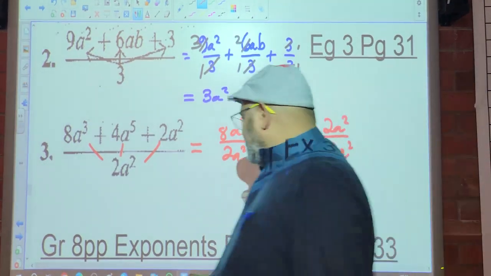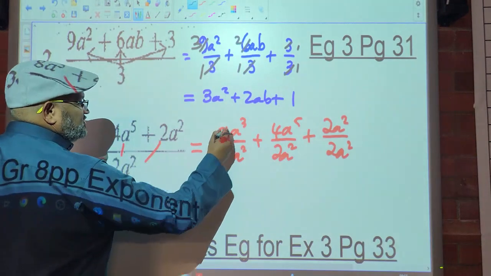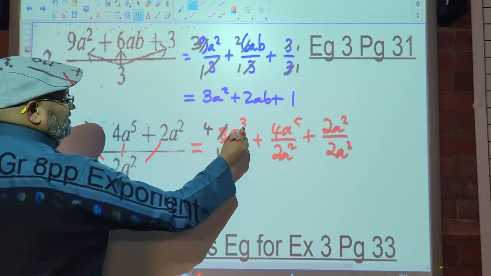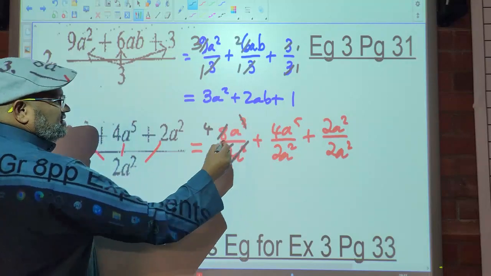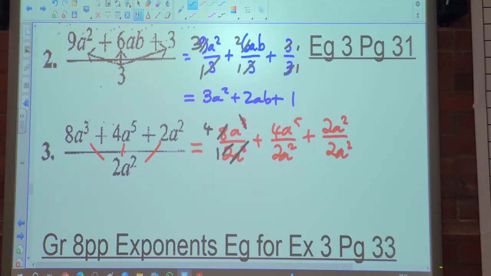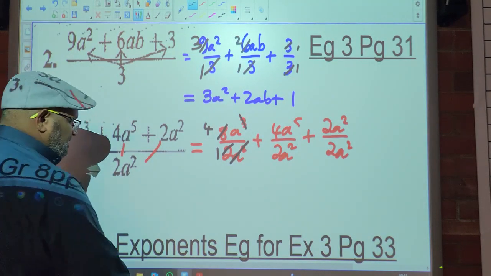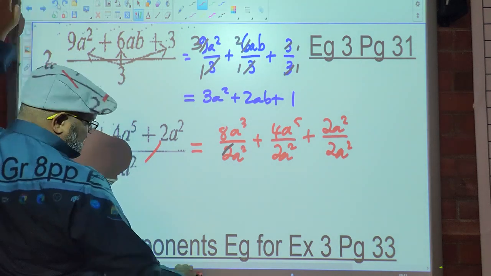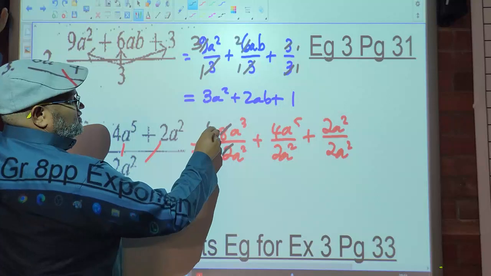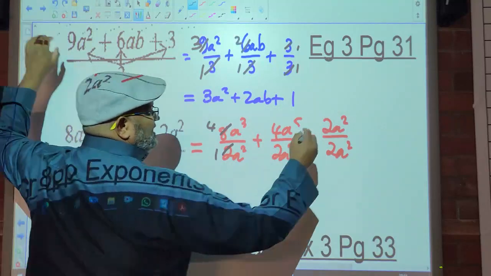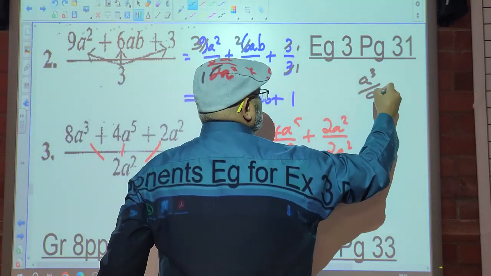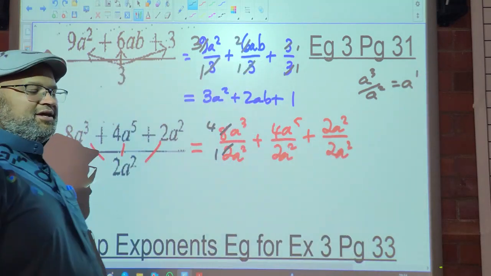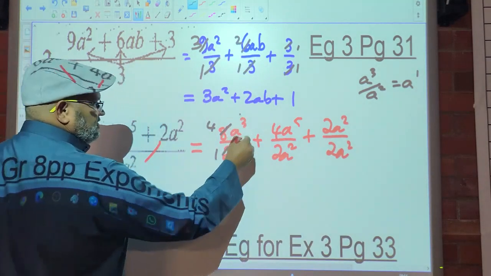Right. So what do we get? 8a cubed over 2a squared plus 4a to the 5 over 2a squared plus 2a squared over 2a squared. So what does that simplify into? 2 going into 8, 4 times. This is a cubed over a squared. So what would that be? A to the 1. That's going to give you a to the 1.